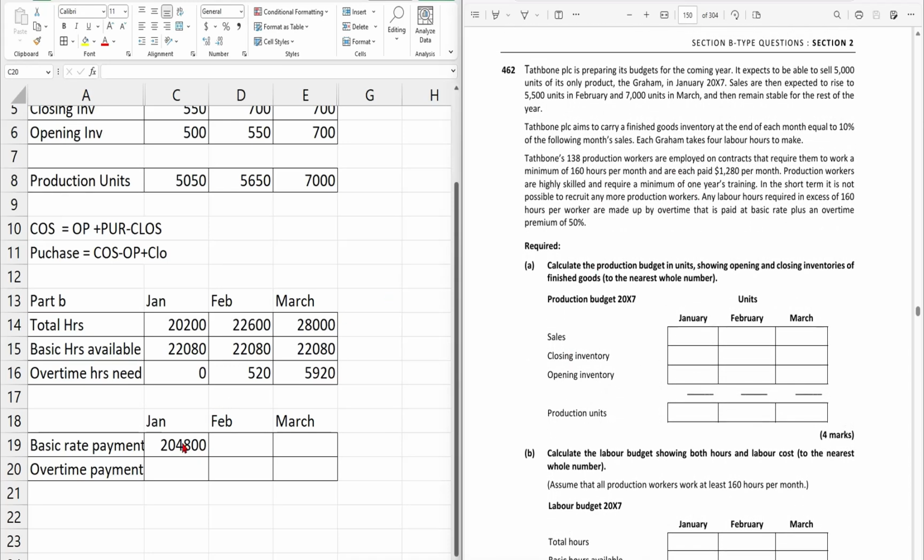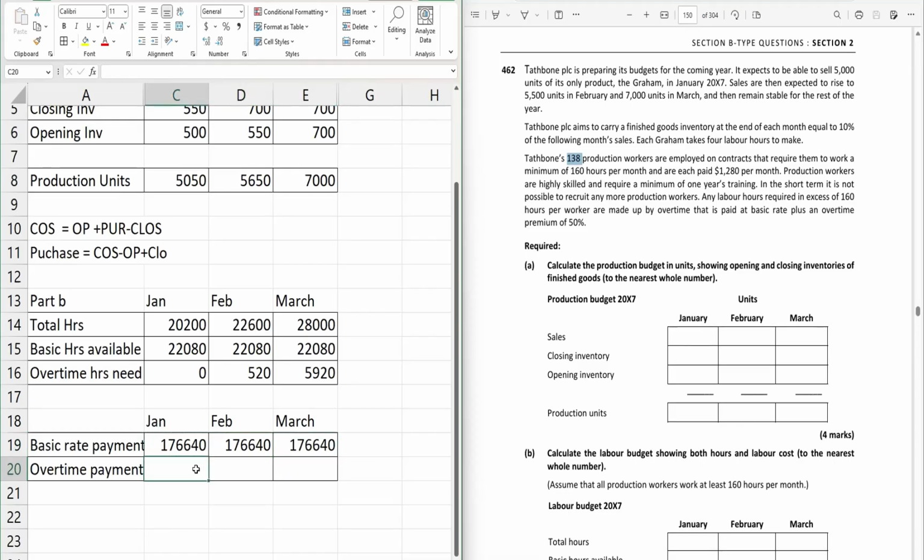Sorry, this will be 138 into 1280, because each labor has been paid 1280 per month. I assumed it was per hour, but no, it was per labor. You can see here each is paid 1280 per month, meaning one laborer is paid 1280. So how much will the total cost be for the 138 workers? Simply multiply this and I got 176,640, and it will be the same for the rest of the months because the question didn't mention anything different for the rest of the months.